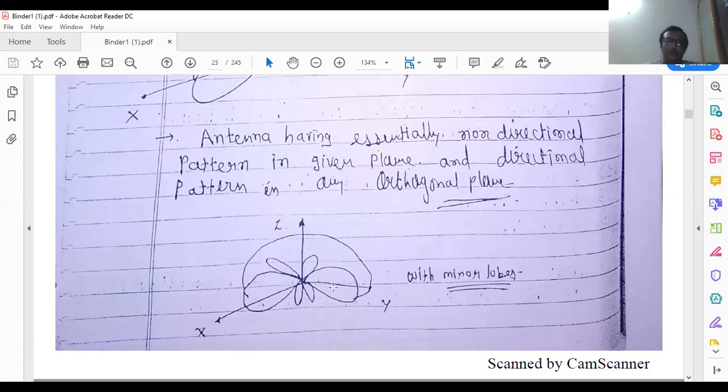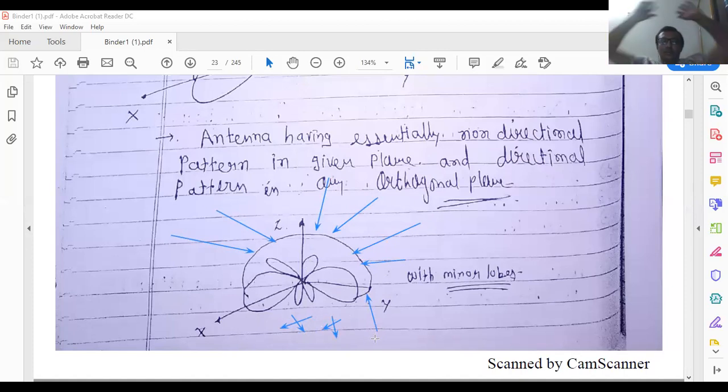Omnidirectional antenna means what? Power is radiated in specific directions with respect to the perpendicular axis. See this, power can be radiated in this particular area, indicated by the arrow. In this region only, power can be radiated. In this region, power cannot be radiated. So it is known as an omnidirectional antenna with minor lobe.